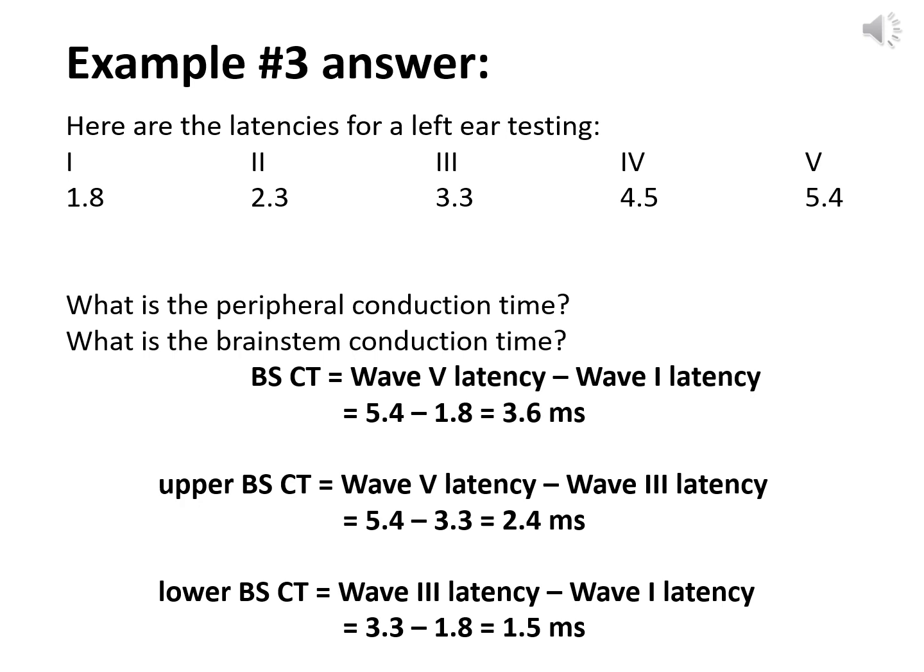The lower brainstem travel time is the travel time between wave 1 and wave 3. The latency of wave 3 is 3.3, and the latency of wave 1 is 1.8. When we subtract them, the answer is 1.5 milliseconds. And so the lower brainstem conduction time is 1.5 milliseconds.